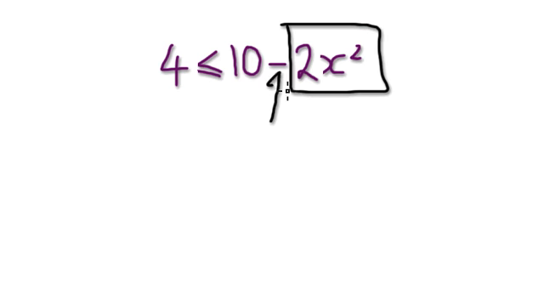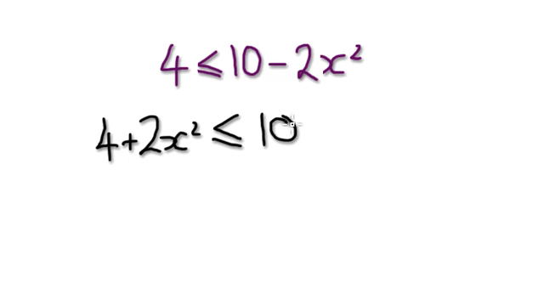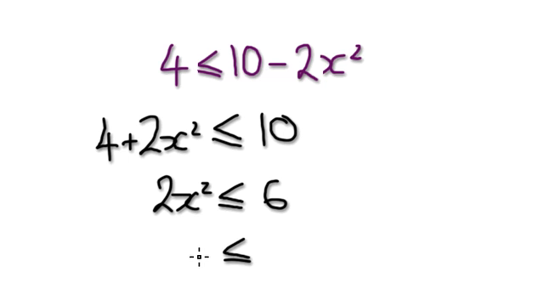You can see it's a negative. Well, the first thing you should do is add 2x squared to both sides. So take the 4 down and then add 2x squared on this side. This will be, so on the right hand side it will still be 10. Here, take away 4 from both sides. So on the right hand side it will be 6. This will be 2x squared. And then divide both sides by 2.